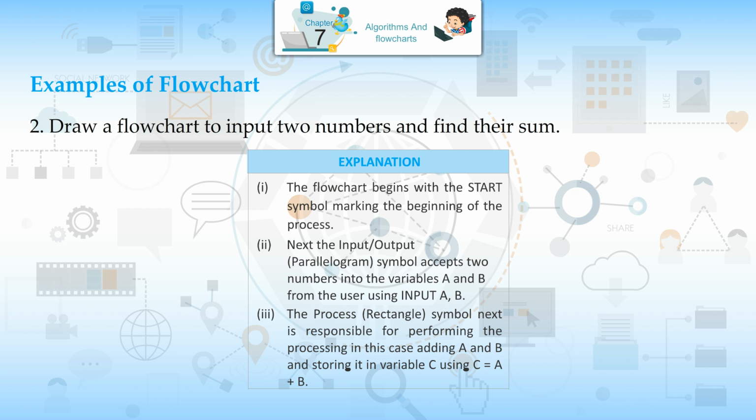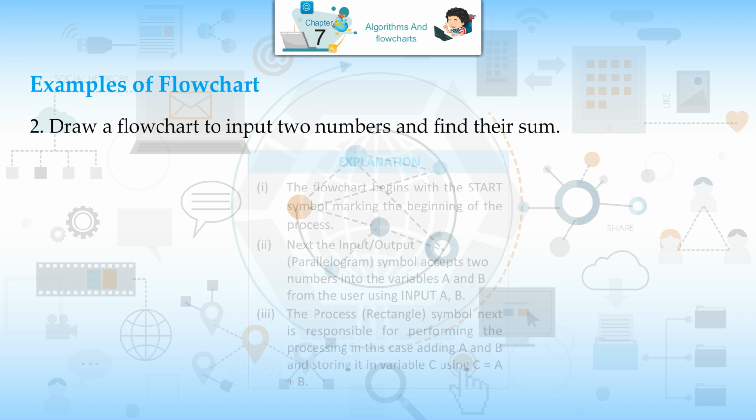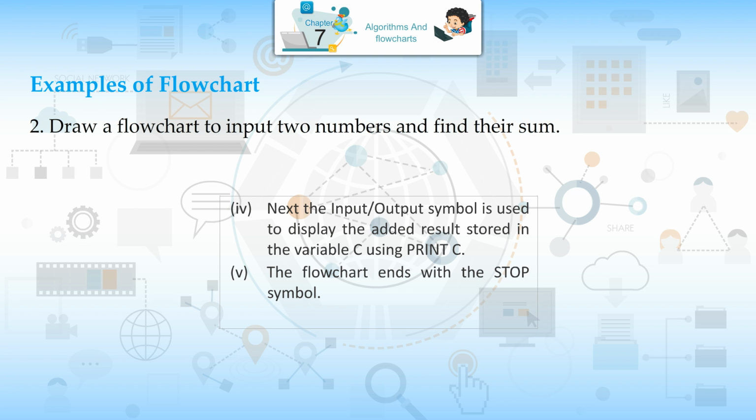using input A, B. Third, the process rectangle symbol next is responsible for performing the processing, in this case adding A and B, and storing it in variable C using C is equal to A plus B. Fourth, next the input or output symbol is used to display the added result stored in the variable C using print C. Fifth, the flowchart ends with a stop symbol.